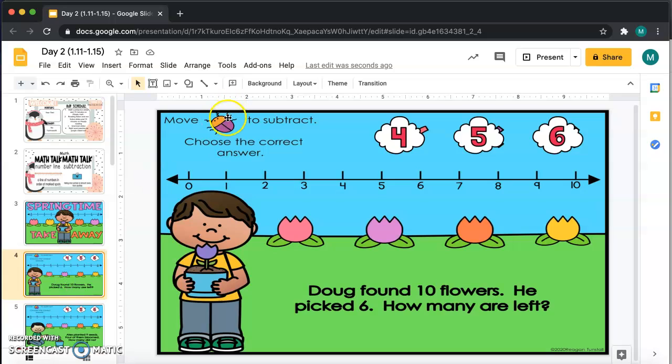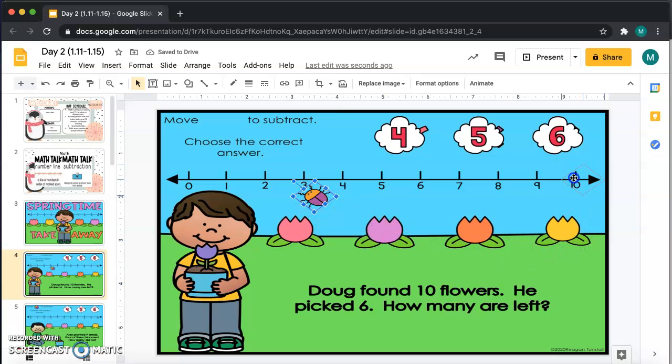Let me make sure I'm on the right one. I am going to start with, it says Doug had found 10 flowers. So I'm going to put my bug on the 10, okay? He picked 6 flowers. So now I'm going to move my bug over 6 spots. 1, 2, 3, 4, 5, and 6. I'm going to keep my bug right there. That shows me that there are 4 flowers left. So I'm going to bring down my 4. I'm just going to put it right above my question. And then it'll give me a check mark showing me that I'm correct.